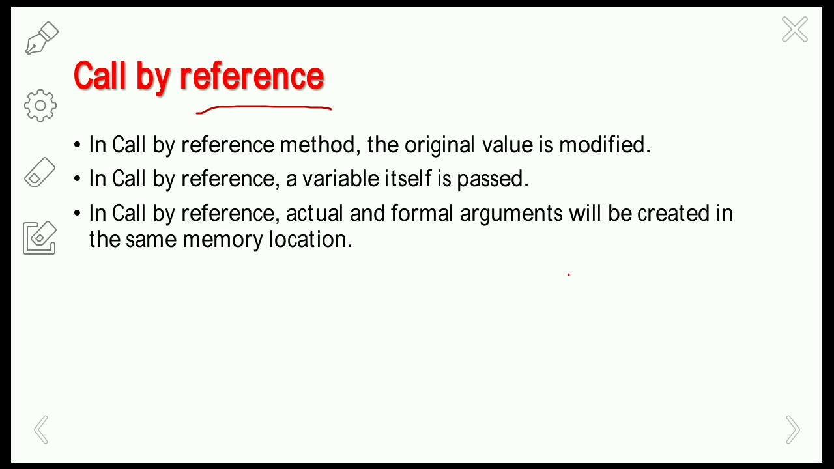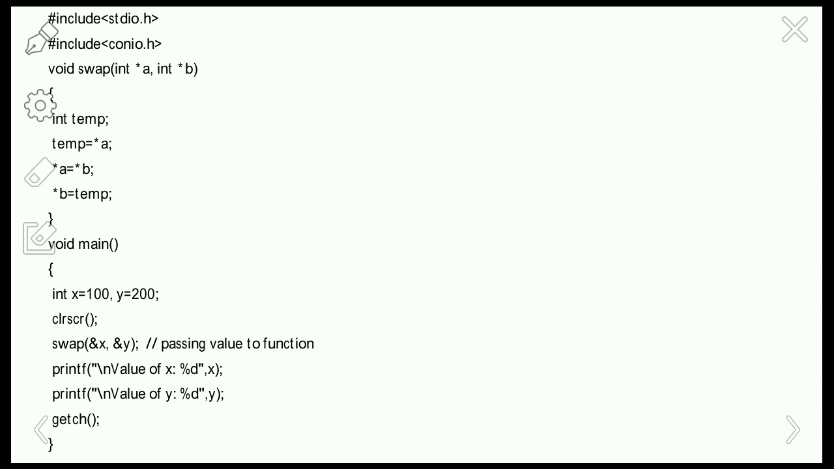But in the case of the call by value, it is not like that, right? Actual parameters will have a separate memory location, and formal parameters will point to a separate memory location. But here the actual and formal arguments will be created in the same memory location. Okay, so this is the swapping of two numbers.